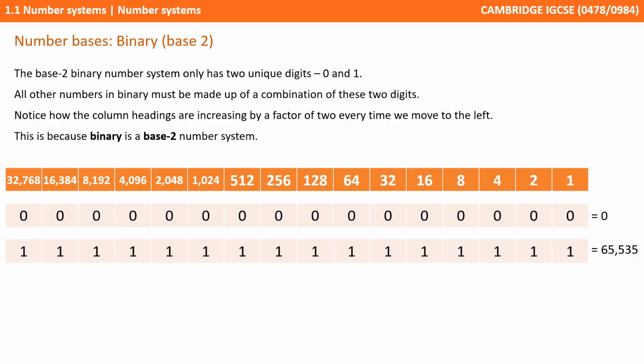Starting on the right with 16 bits, we have a column weighting of 1, and then doubling by 2, our column weighting goes up to 2, 4, 8, 16, all the way through to the most significant column representing the value 32,768. When considering positive numbers, this means if we put a 0 in every column, the smallest number that can be represented in 16 bits is 0, and if we put a 1 in every column, the largest number that can be represented is 65,535.